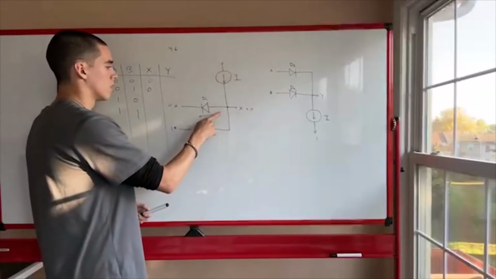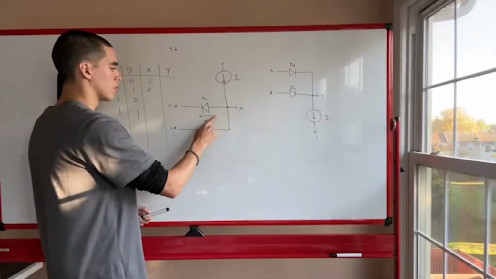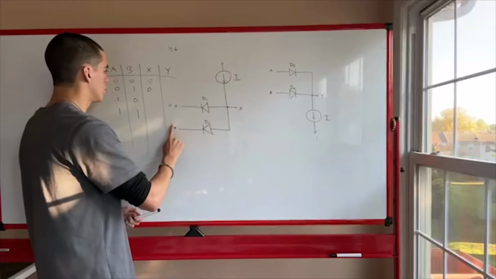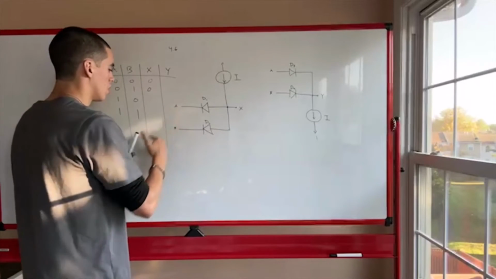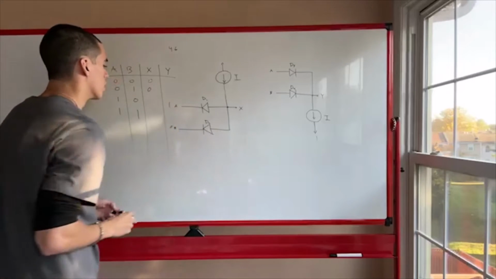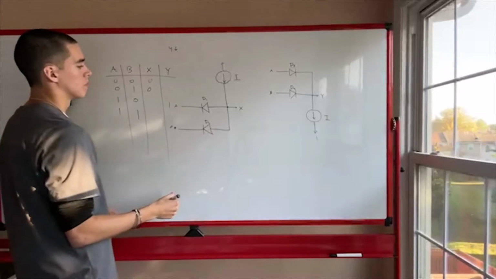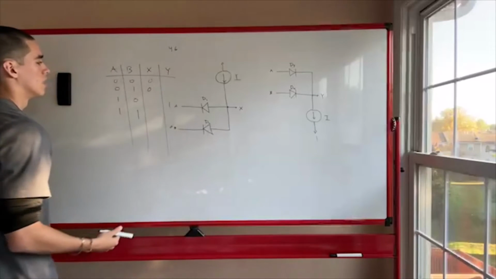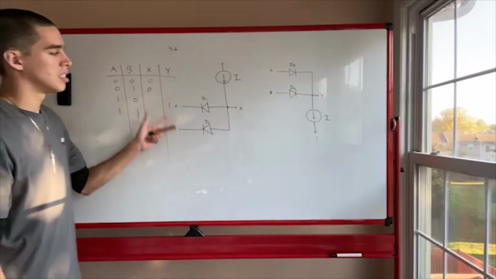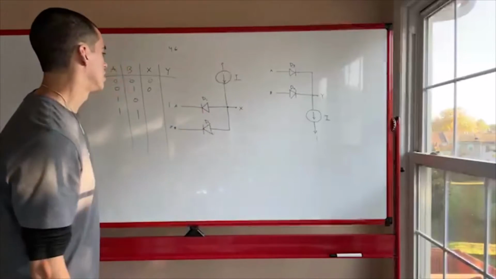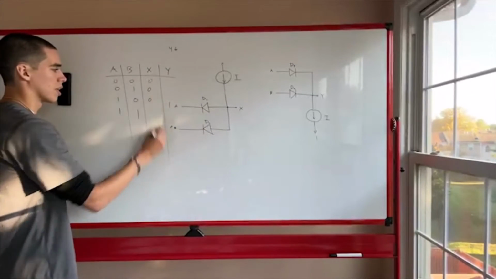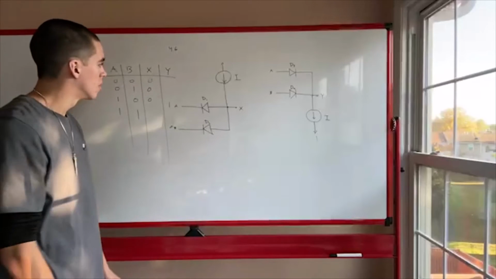Alright, let's do the next one, where B is equal to 0, A is equal to 1. Because of the symmetry in the circuitry, you can just tell that it's going to be 0 again. But you can carry that out if you want.